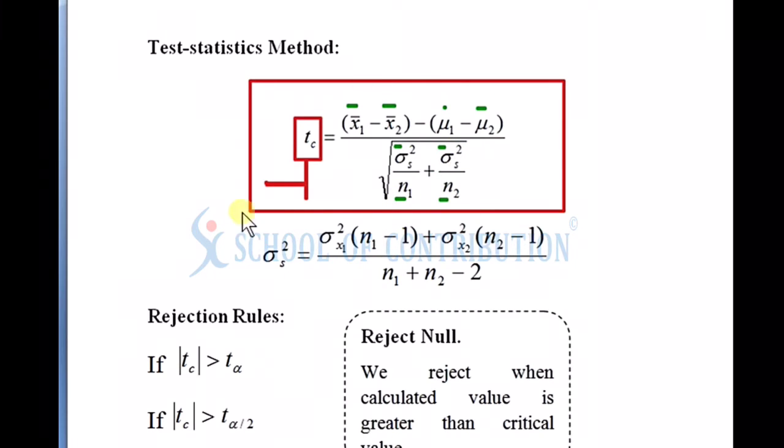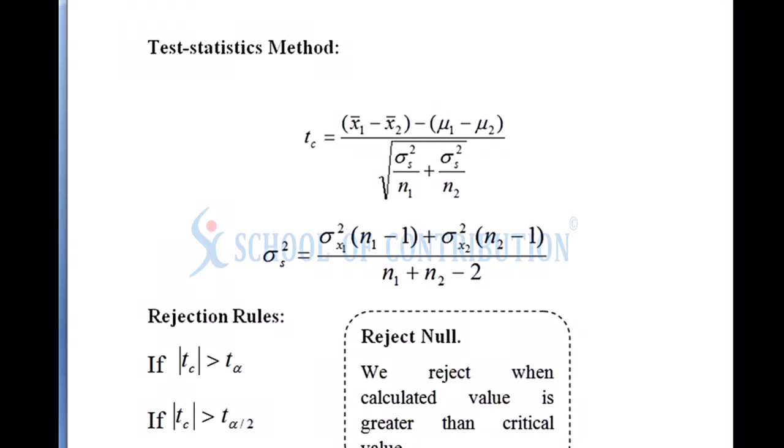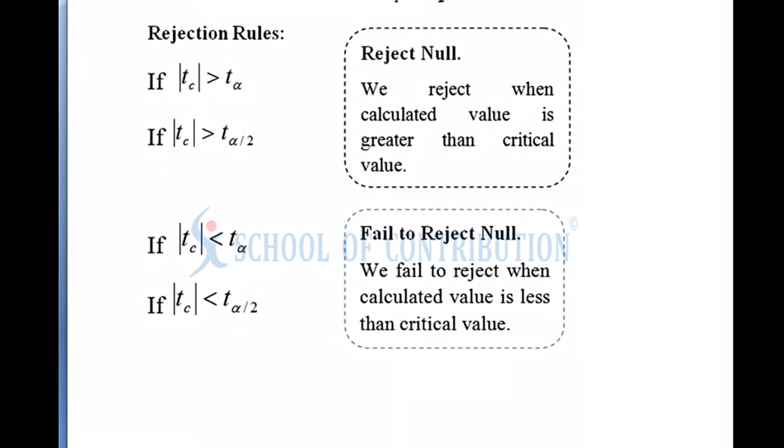To calculate the combined variance, we use the following formula. Sigma s squared equals the first sample variance multiplied by n1 minus 1, plus the second sample variance multiplied by n2 minus 1, divided by n1 plus n2 minus 2. Once we get this value, we put it in the formula and calculate the value of t. After calculating t, we compare it with the critical value of t to decide whether to reject or fail to reject the null hypothesis.